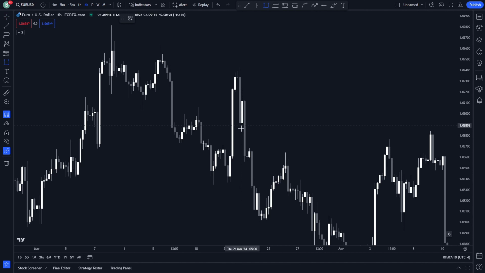As we can see here in the charts, we do have quite a lot of fair value gaps. Here is the bearish fair value gap, which is the space in between the first candle's low and the third candle's high. And we also have quite a lot of bullish fair value gaps here, which is the space in between the first candle's high and the third candle's low.